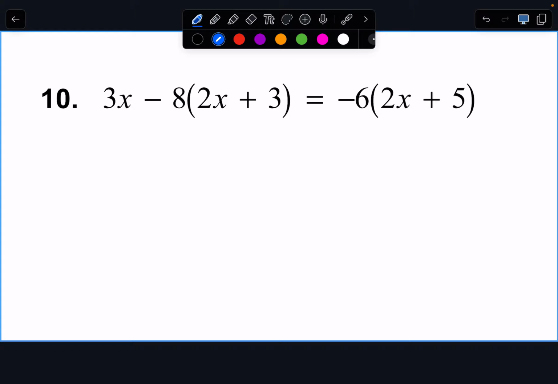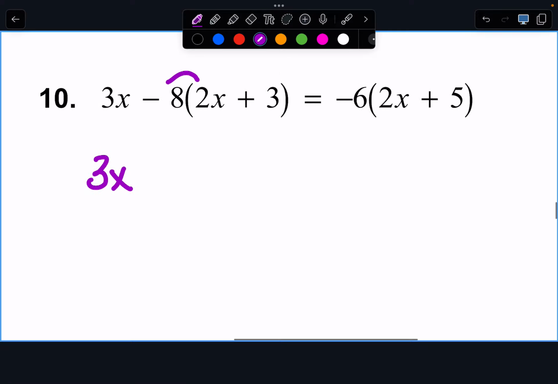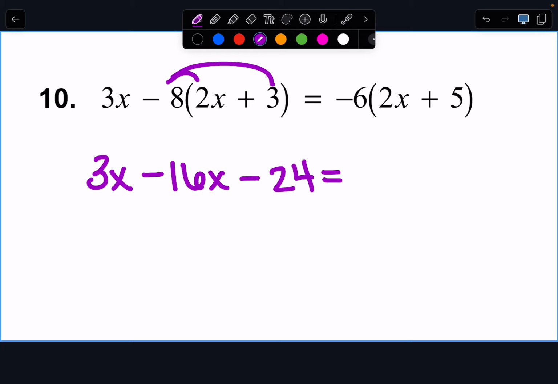Okay. Now, this problem makes me nervous. Couple reasons. What's the first thing we need to do? Okay, so let's do that. Now, this is not attached to any parentheses, so it still just lives as 3x. But this minus 8 needs to be distributed. So this becomes 3x minus 16x minus 24. Do you see how that works?